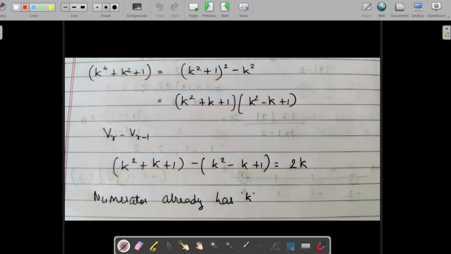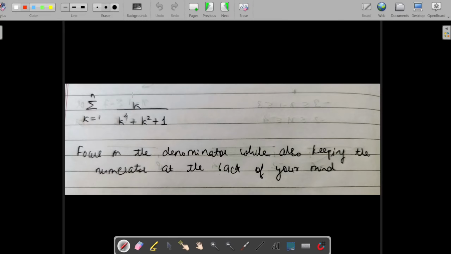So you can complete the square. So this will be (k square plus 1) whole square minus k square, completing this square, right? And you can apply a square minus b square, that is (a minus b)(a plus b), and you get the denominator as a product of two factors. And this is exactly similar to the VR method, right? In there also you have to focus on making the denominator in such a way that you get these two terms.